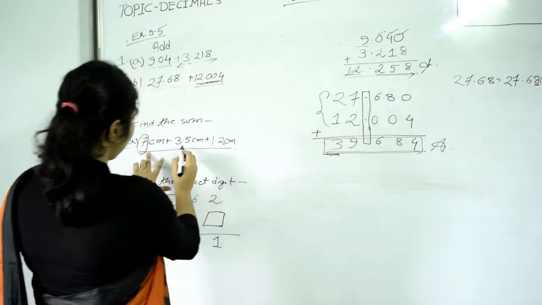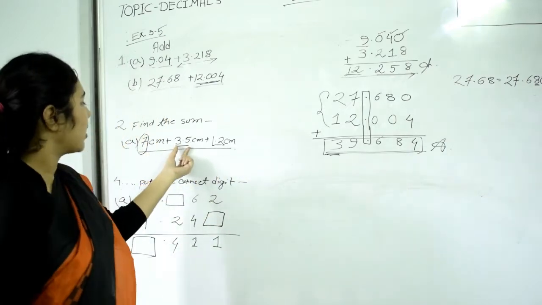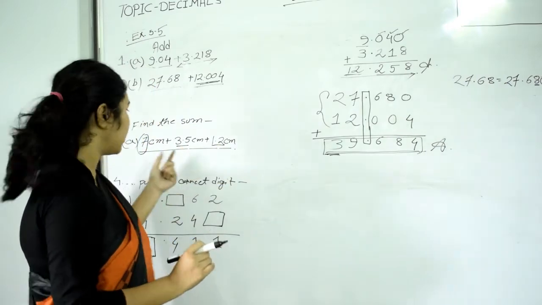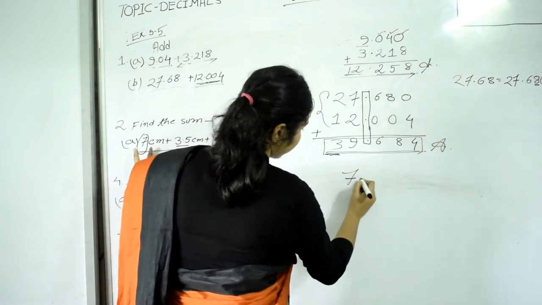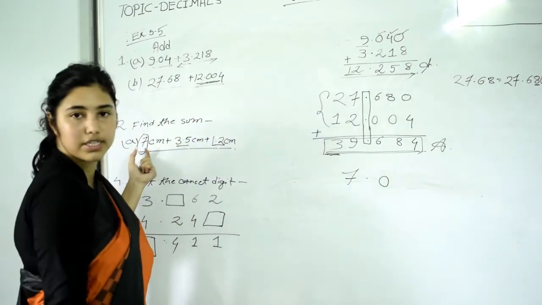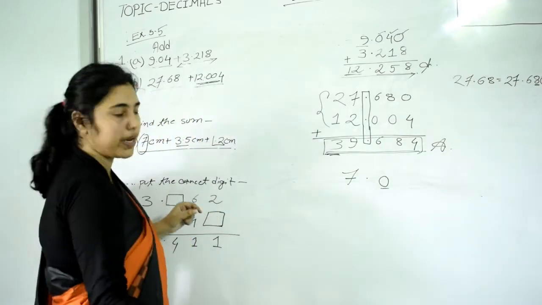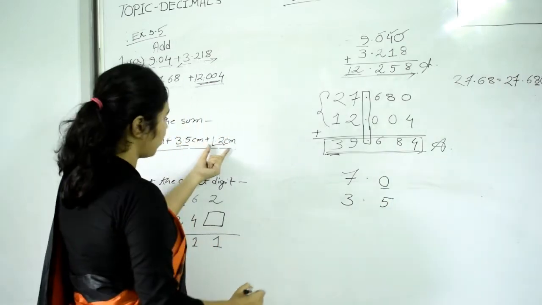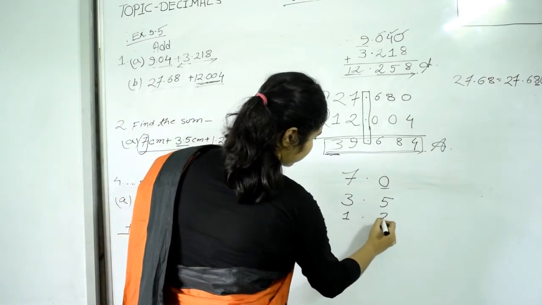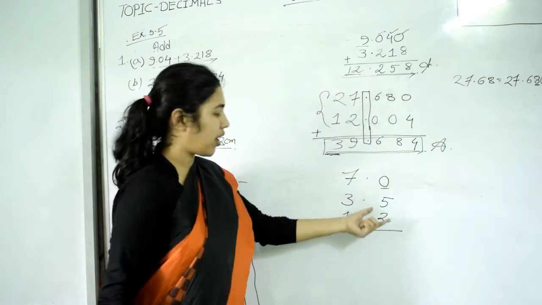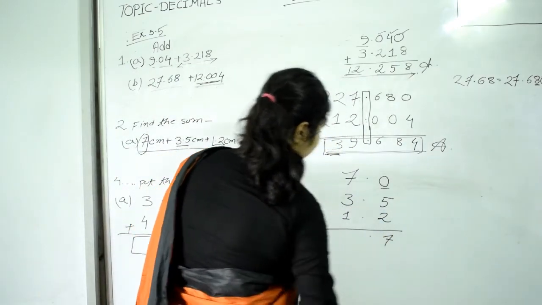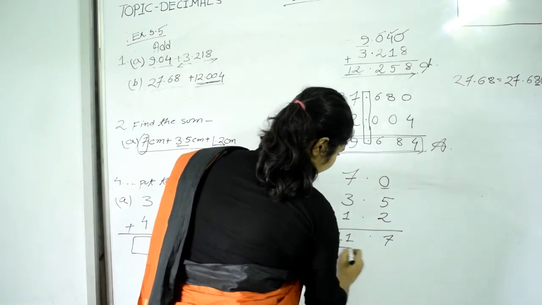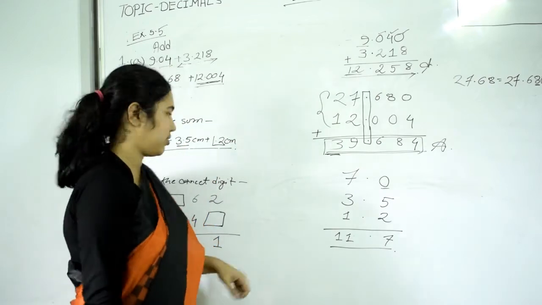Now look at these two numbers. Here we have only one decimal place, and in this number also we have one decimal place. That means we have to take 7.0, only one decimal place. Next write 3.5. Next 1.2. 5 plus 2, 7. 7 plus 3, 10, plus 1, 11. So our answer is 11.7.